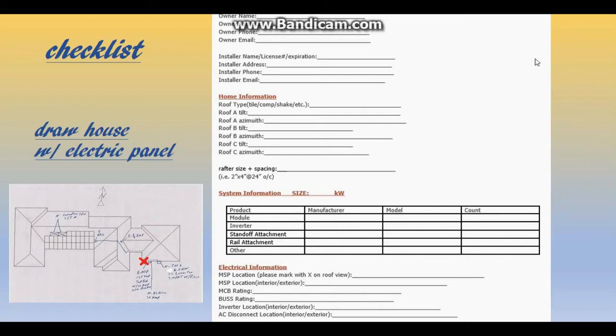They like to know the rating of the big circuit breaker at the top or bottom. Sometimes the circuit breaker is in the middle, but the large circuit breaker could be 100 amp, could be 125 amp, could be 200, could be 400. These are typical main circuit breaker sizing. And the bus rating, what is that metal bar rated? Inverter location, is it going to be next to the main service panel? And the AC disconnect location, is that also typically next to the main service panel?